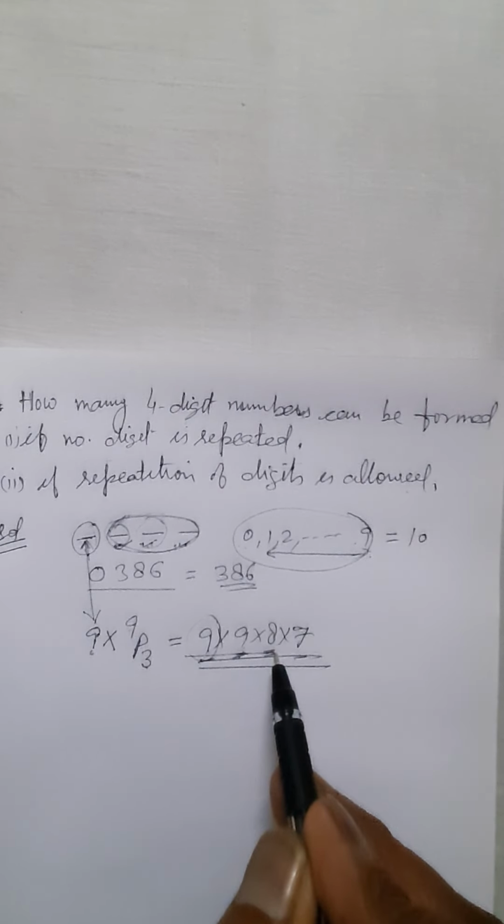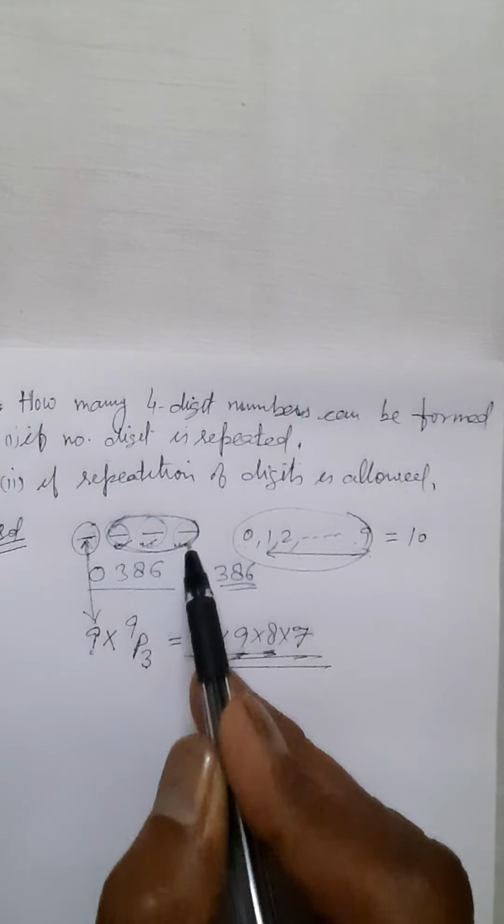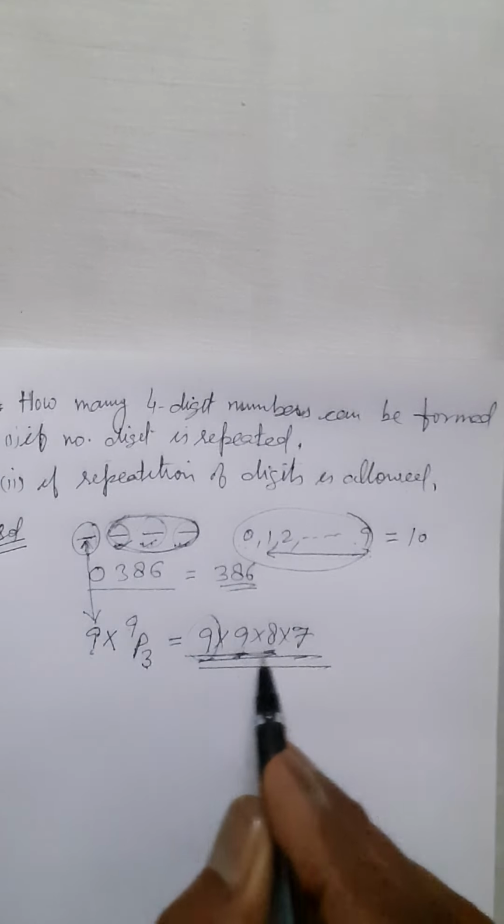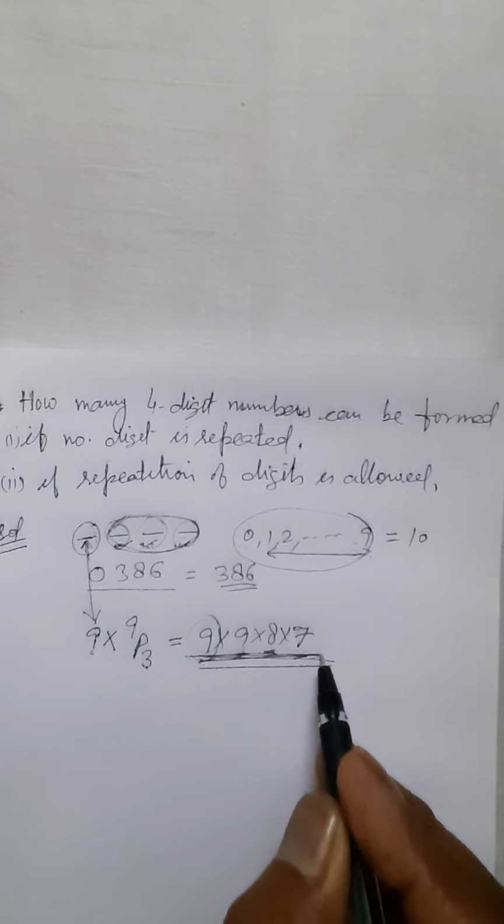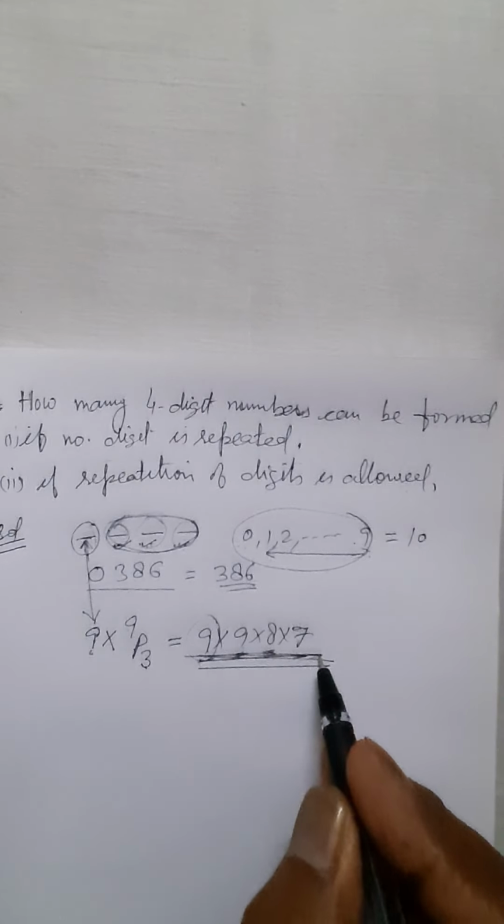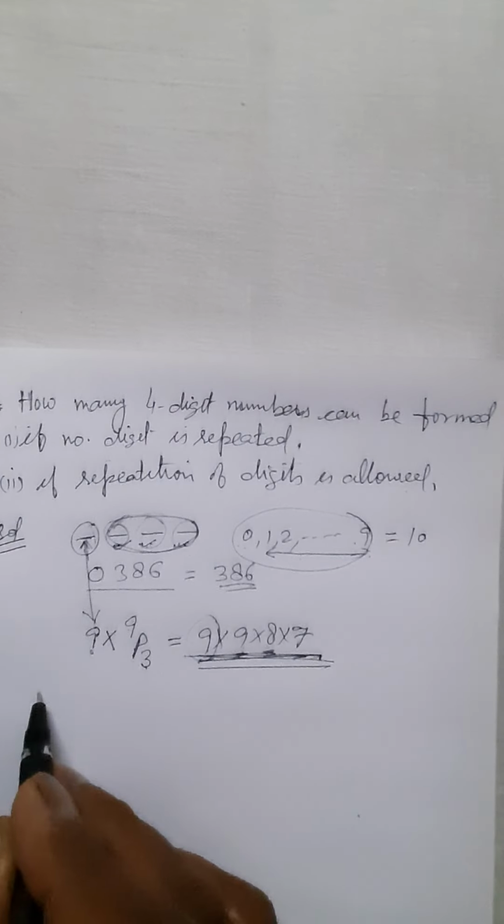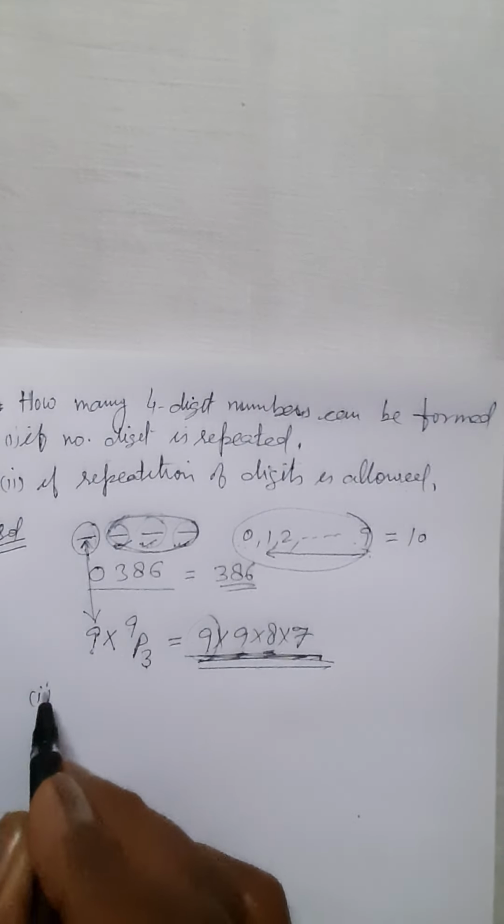3 digits are used, so total of 3 digits are used. How many are left? 7 digits are left. Any of the digits can be placed here. So total number of ways in which we can form the 4 digit number, if the digits are distinct. Distinct means no repetition.